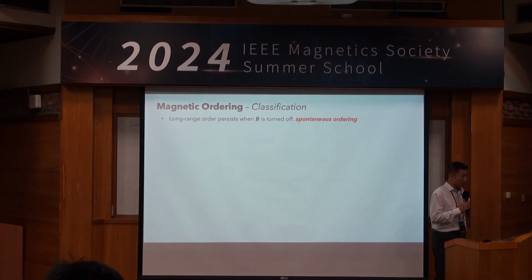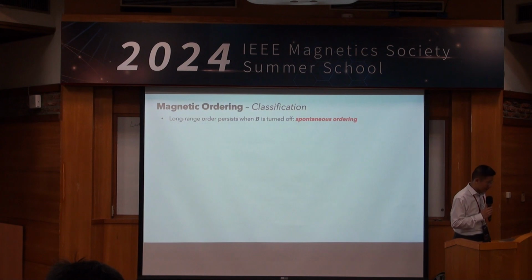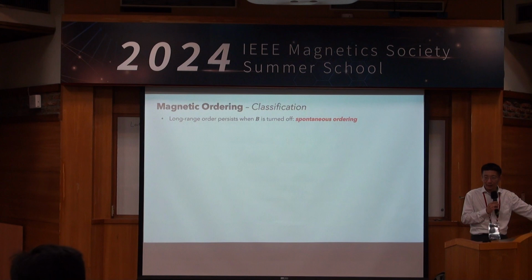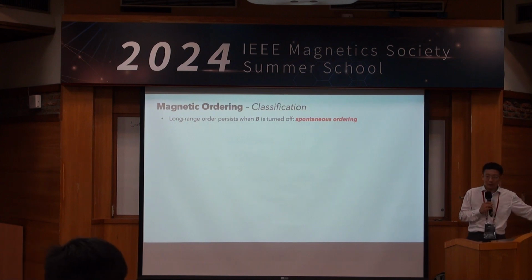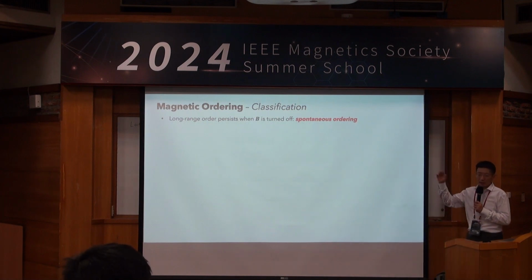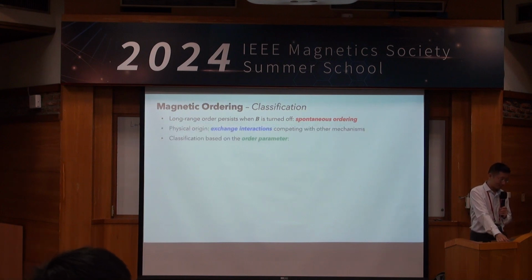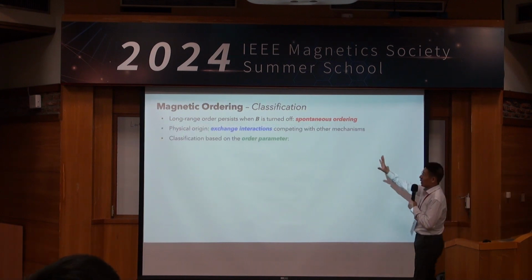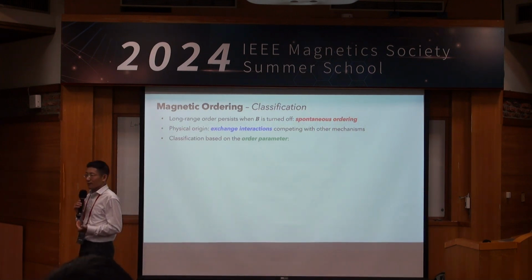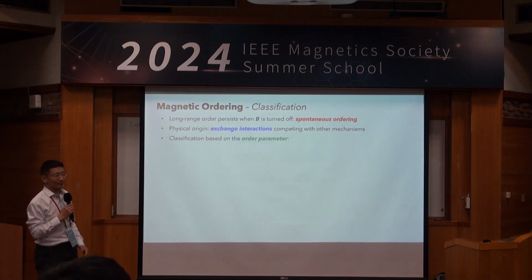In general, the magnetic ordering without the application of a magnetic field is known as spontaneous magnetization or spontaneous ordering. Spontaneous ordering is a profound concept in condensed matter physics. And here in our context, we apply the idea to the spontaneous magnetic ordering. We know that it is exchange interaction, coupling different spins, that eventually drives the spontaneous magnetic ordering.